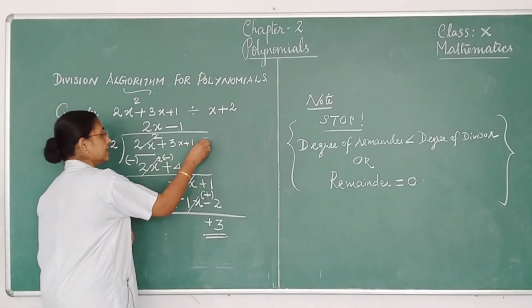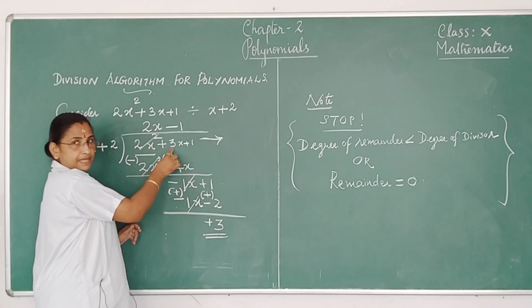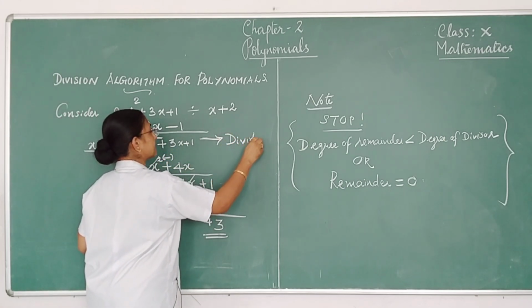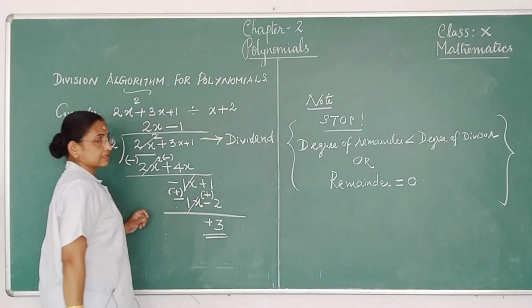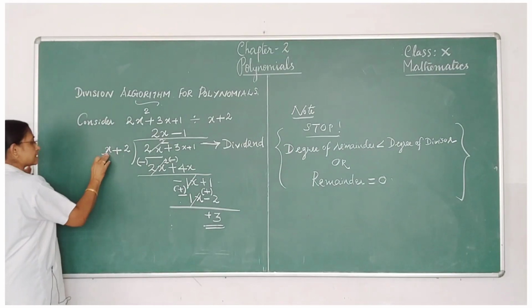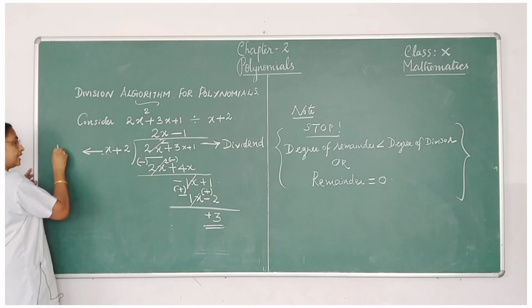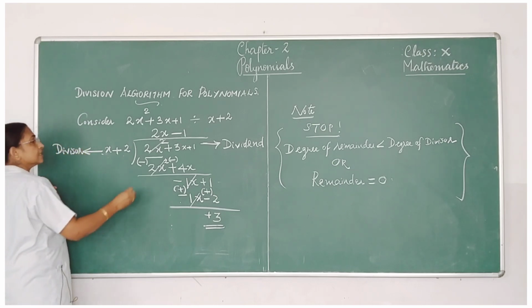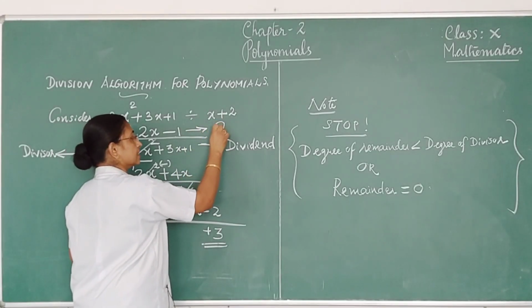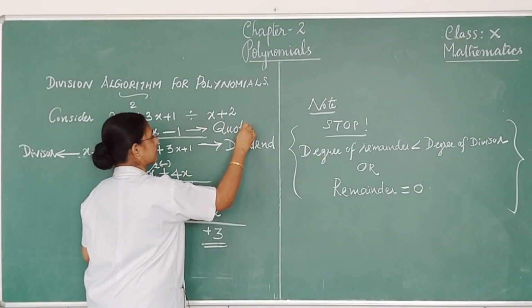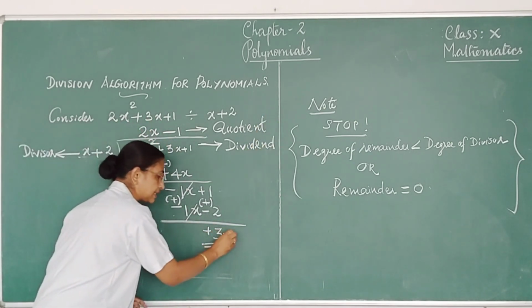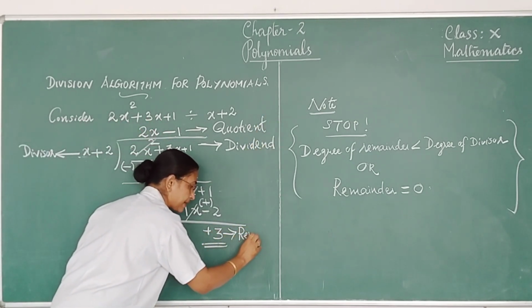Here, this 2x square plus 3x plus 1 is called the dividend. X plus 2 is called the divisor. 2x minus 1 is called the quotient. And this plus 3 is called the remainder.